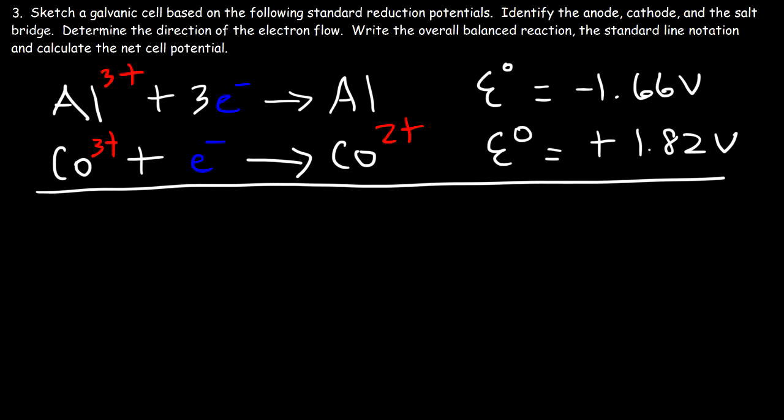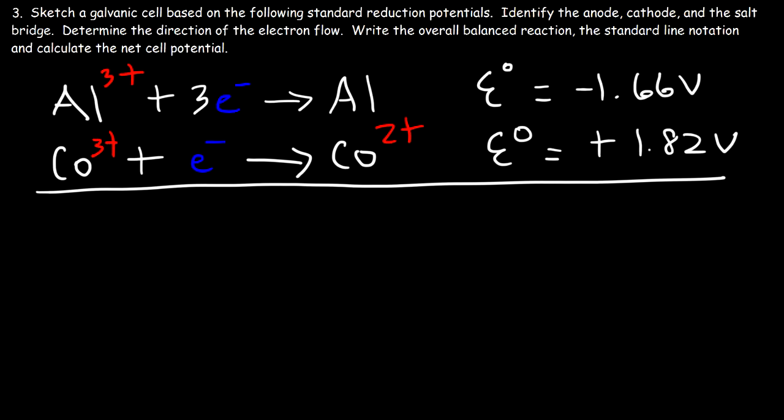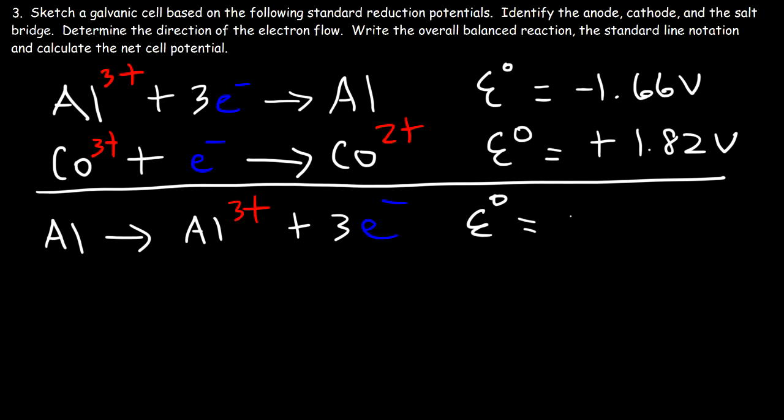Now the second thing I need to do is multiply this reaction by 3, because the number of electrons must be equal when adding the two half reactions. So the first reaction will be as follows. So I'm just going to reverse the first reaction. So the cell potential for this reaction is going to change from negative to positive 1.66 volts.